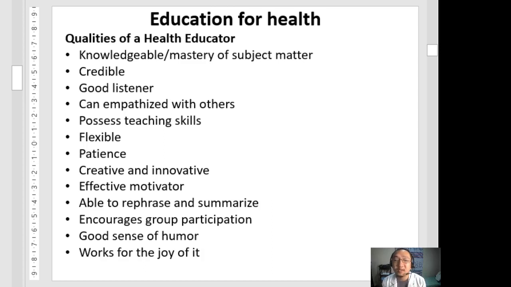Encourages group participation, good sense of humor. That's very catchy. That's very creative. And of course, you're going to do this because you have the joy of doing it. So health education as a future healthcare provider is a very important task, responsibility of yours. It's not only about the procedures you're going to do. In fact, with every skill or procedure that you're going to carry out, some sort of health education will be done. Again, as we have mentioned, it is based on the needs and the situation of the client. So it's very important to have this responsibility in mind and in heart also.